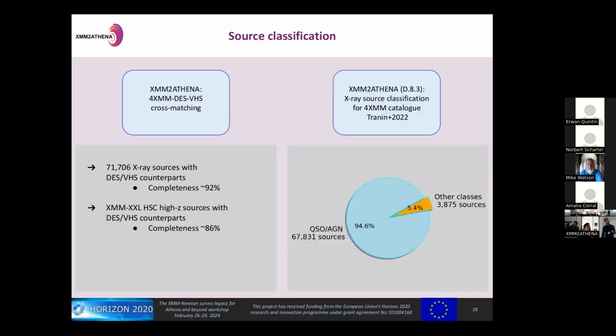And here we use the classification from the XMM2Athena product from Hugo. Out of these sources, we have 68,000 sources that are classified as QSO or AGN. So out of this sample, we tried, as I will show later, to estimate the photometric redshift, and afterwards to do the SED fitting with the available photometry we have.